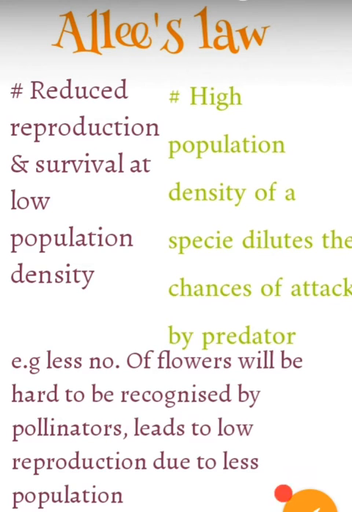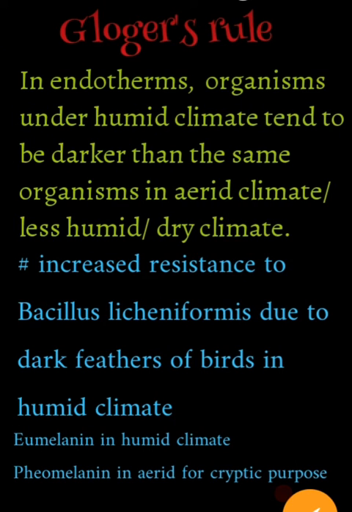For example, if the number of flowers is very small, then it would become very hard for the pollinators to recognize the flowers. If the flowers are not being recognized by the pollinators, then pollination would be low. If pollination is low, then reproduction will be low. That will lead to low generation or a lower number of flowers.